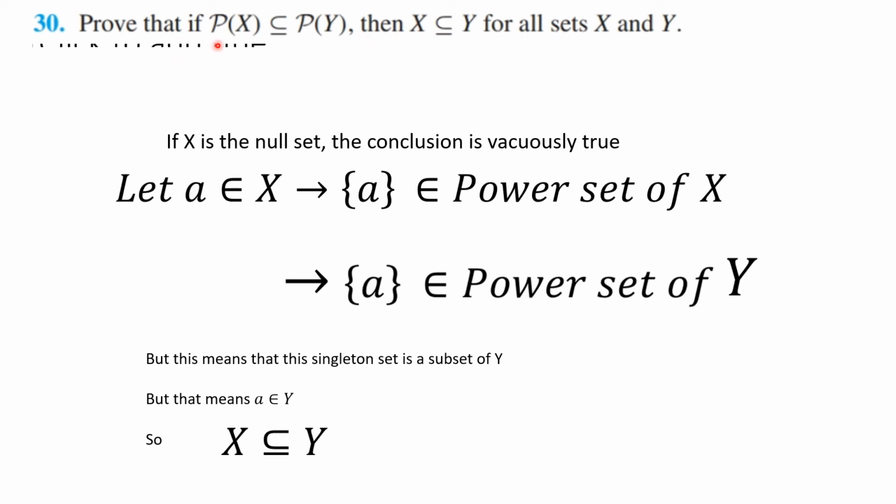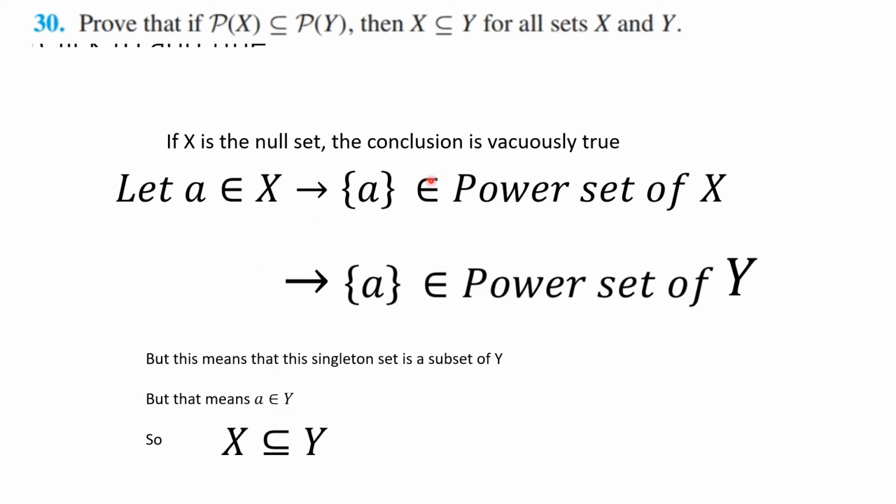But by assumption, by the hypothesis, which we're assuming to be true, the power set of x is a subset of the power set of y. So if I take something in the power set of x, it is also in the power set of y, and this is by the hypothesis up here. But that means that this singleton set is a subset of y because it belongs to the power set of y. But the only way that can happen is for a to be an element of set y.